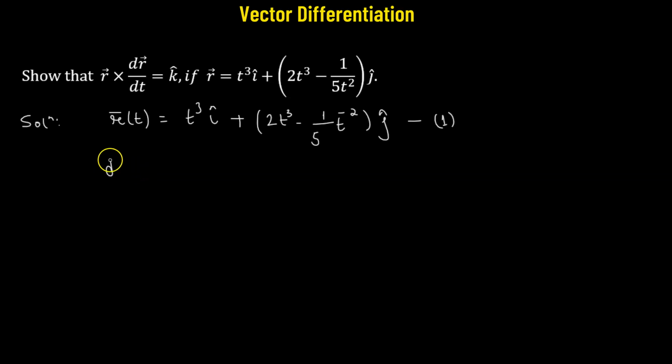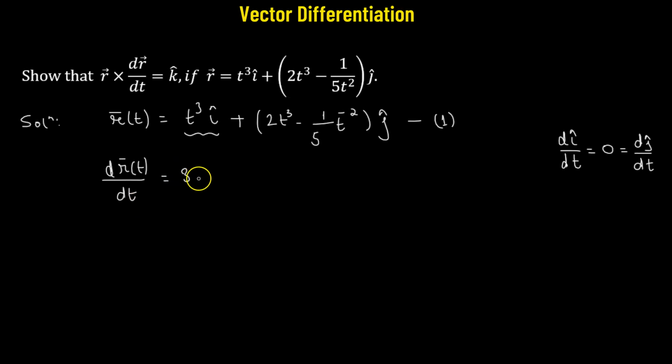Now we will take its derivative with respect to the scalar parameter t. So that will be equals to, we have to use the product rule here since we have t cubed times i cap. However, i cap is a constant vector here. So if we take its derivative with respect to t, this will be equals to 0. The same holds true for the unit vector j cap. So that means all we have to do is find the derivative of t cubed with respect to t.